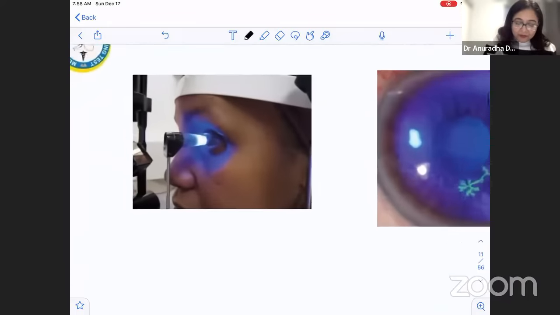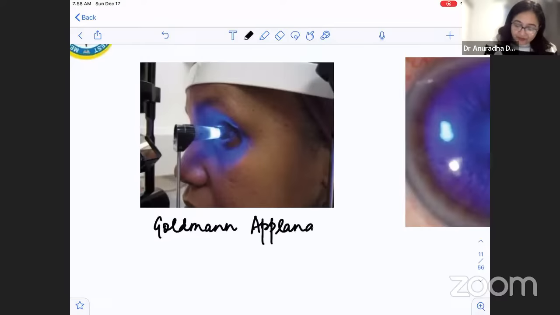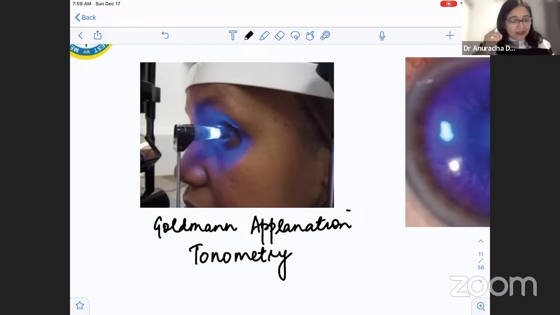Remember, beta, just to make you revise, this is your Goldmann applanation tonometer, and it is used to measure intraocular pressure. In this case also, you apply fluorescent dye to the eye and you check the eye pressure by using this instrument. So in this method also, fluorescent dye is used. This is to check the intraocular pressure, beta. Yes, that is the gold standard test for checking intraocular pressure.